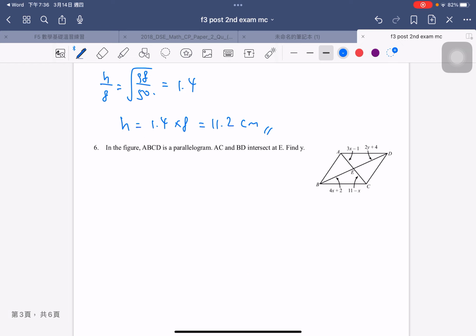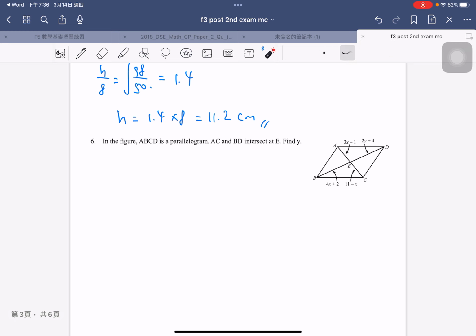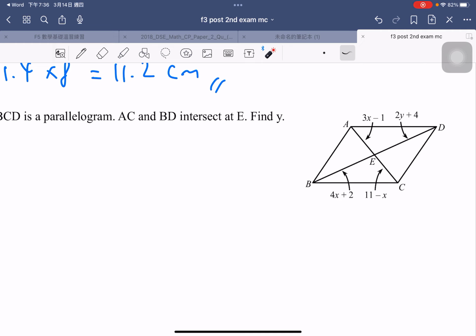So moving to the next question, question 6. You can see from here, this is a parallelogram. For a parallelogram, there are a lot of properties, like the opposite sides are equal and parallel, and the opposite angles are the same as well. But in this case, we're not using them. Now we know the diagonals, the lengths of the diagonals. Do you still remember the diagonals bisect each other? Which means that AE has the same length as EC, and BE has the same length as ED.